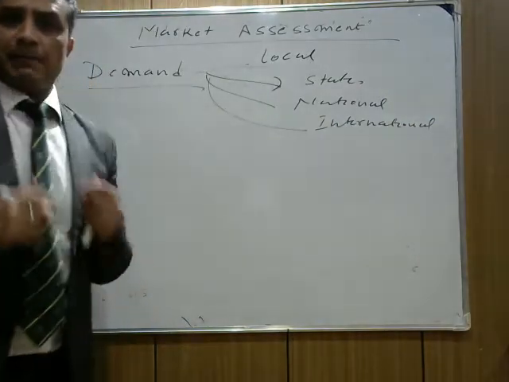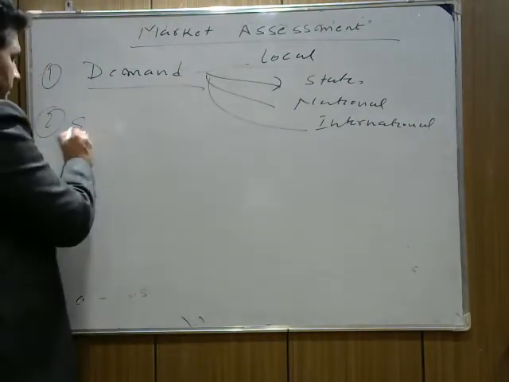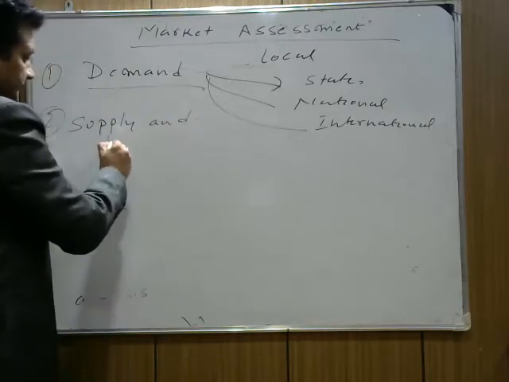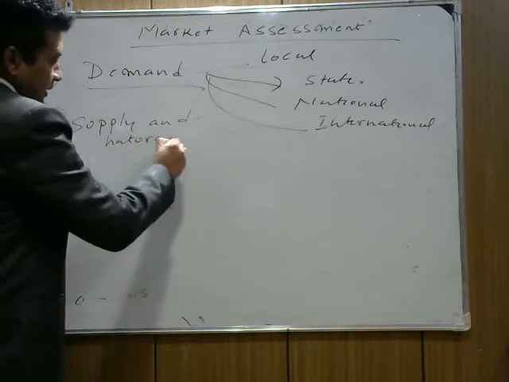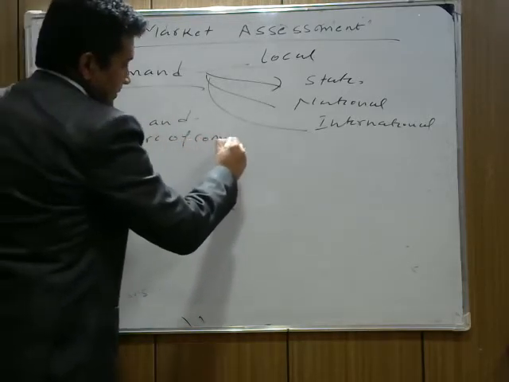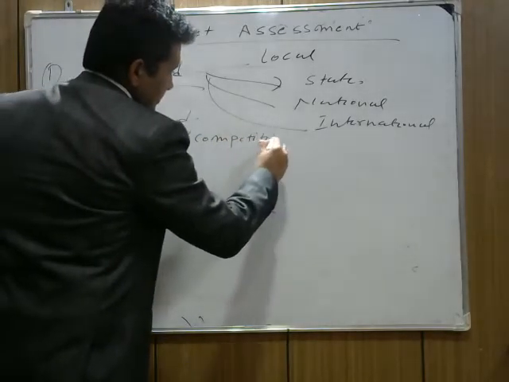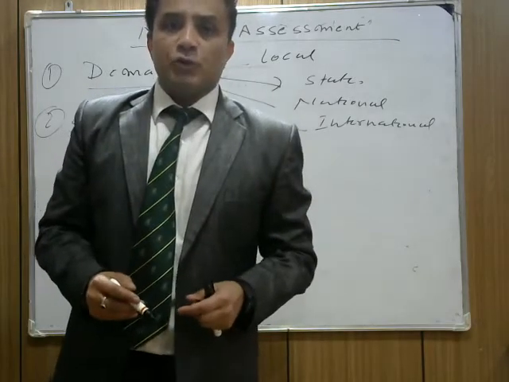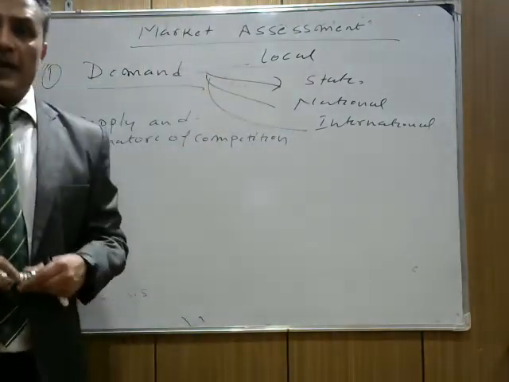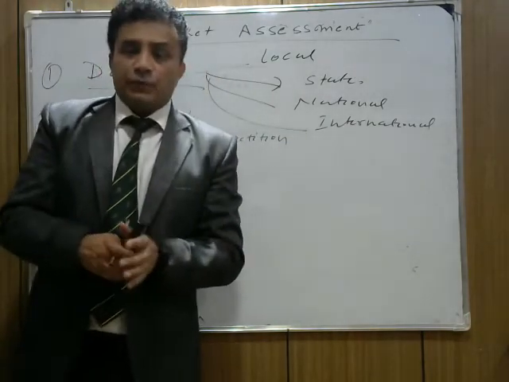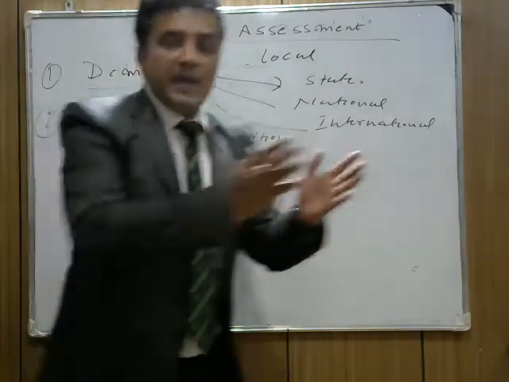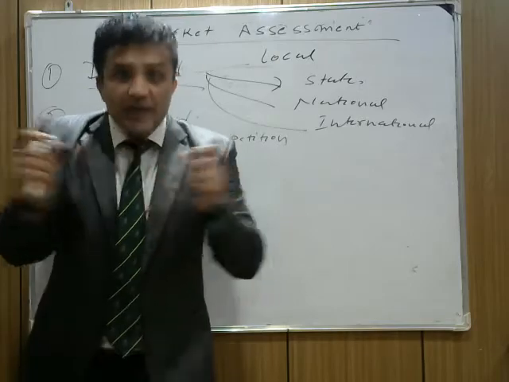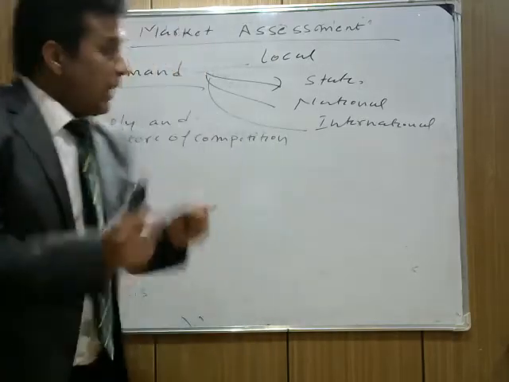Next part comes supply and nature of competition. What is supply and nature of competition? The present supply schedule of the competitor should be assessed. Okay, it means you need to identify what the competitor is doing, how they are supplying, what the supply chain is, what the schedule of the competitors is. You need to analyze all these things before you enter into a market.